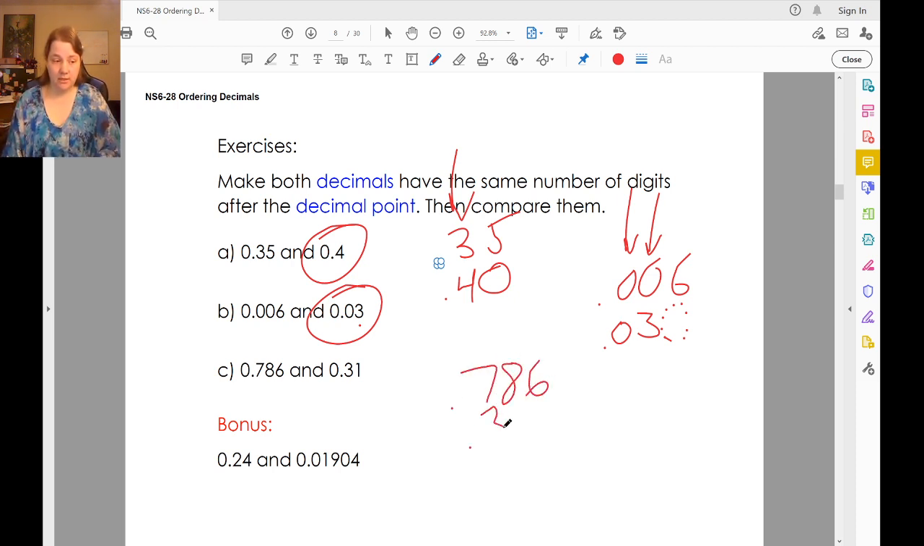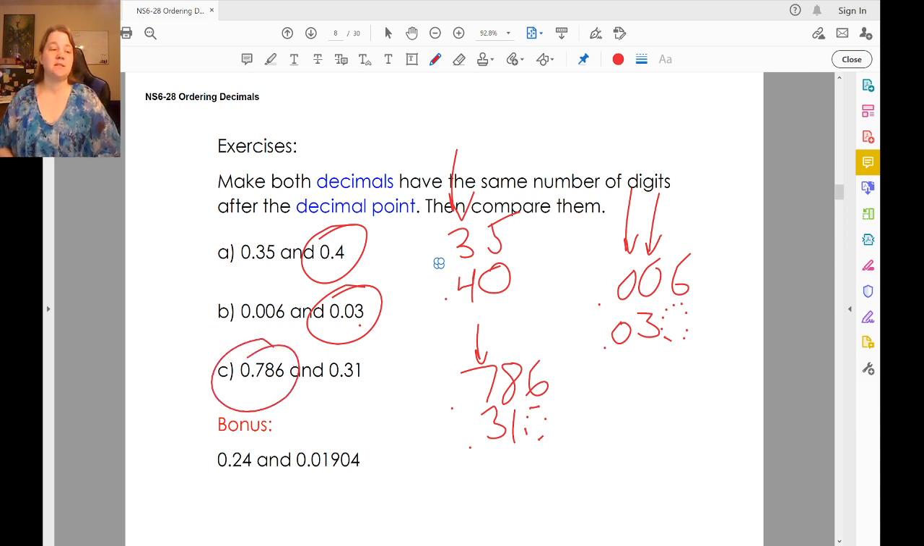0.786, 0.31. Add that invisible 0. 7 is bigger than 3, so 786 thousandths is bigger than 31 hundredths. If you did the bonus, let's go ahead.